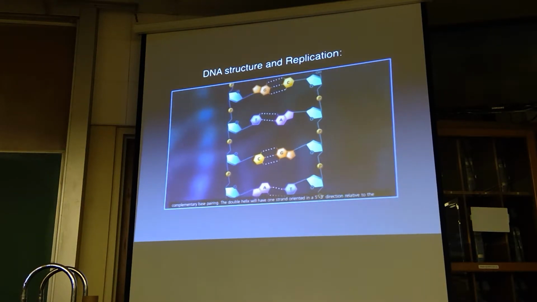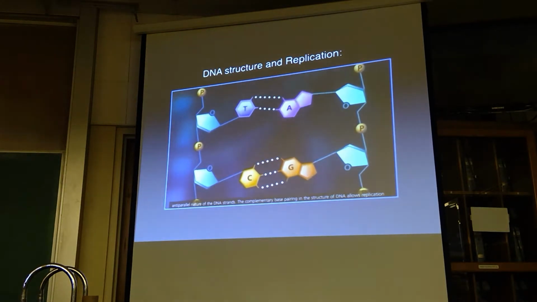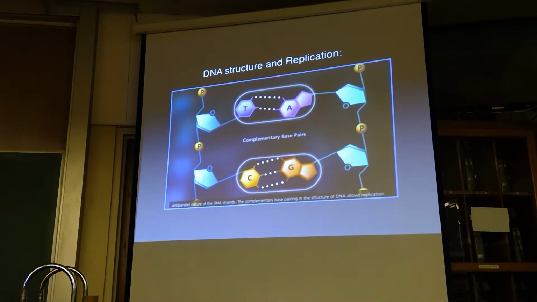The double helix will have one strand oriented in a 5' to 3' direction relative to the hydroxyl group of the deoxyribose sugar, and the other strand oriented in a 3' to 5' direction. This shows the anti-parallel nature of the DNA strands. The complementary base pairing in the structure of DNA allows replication to be executed in a semi-conservative manner.